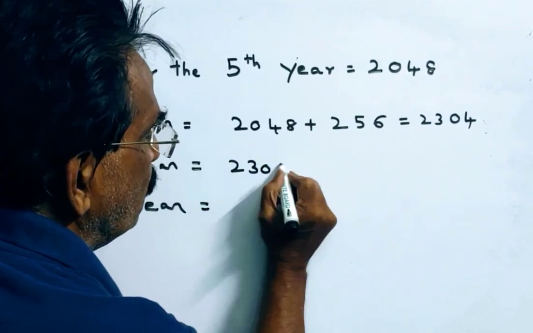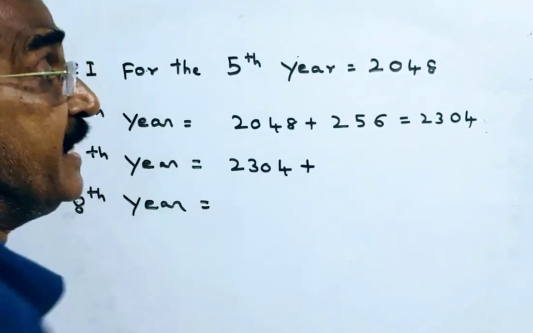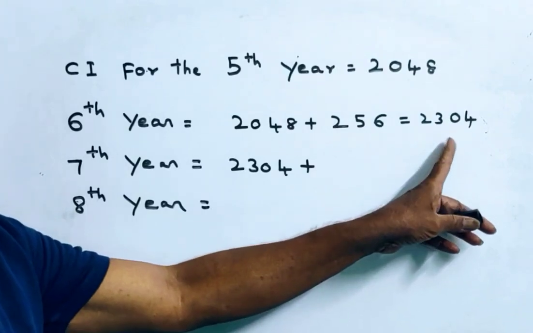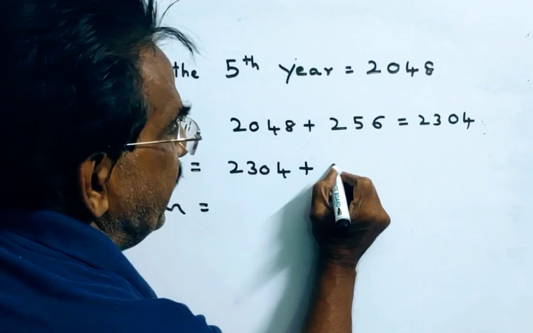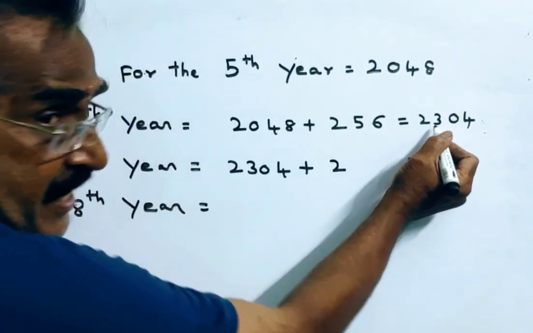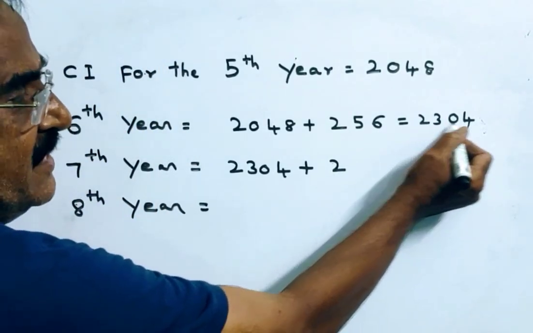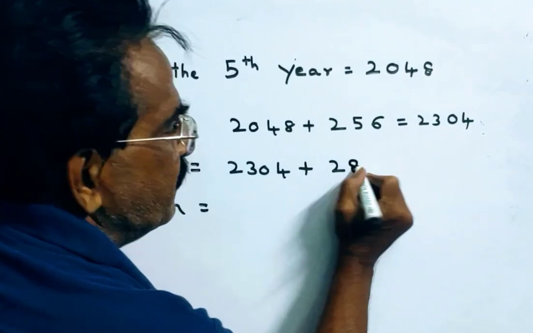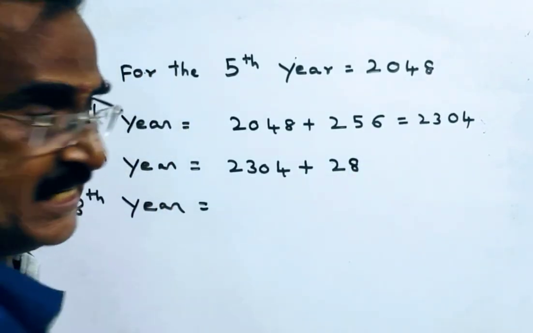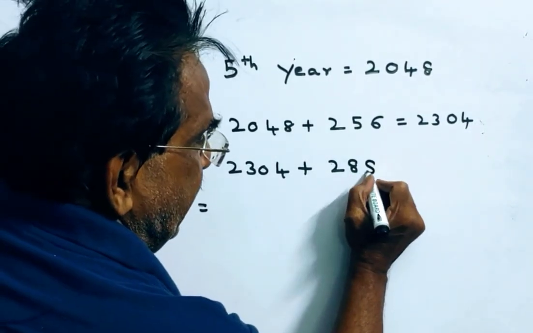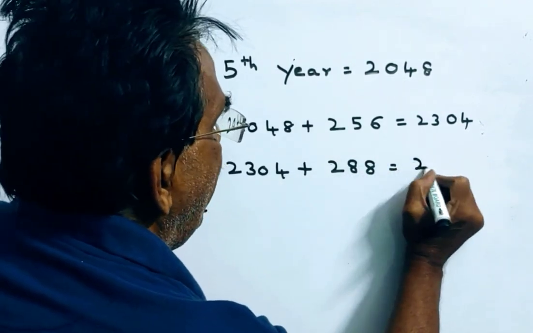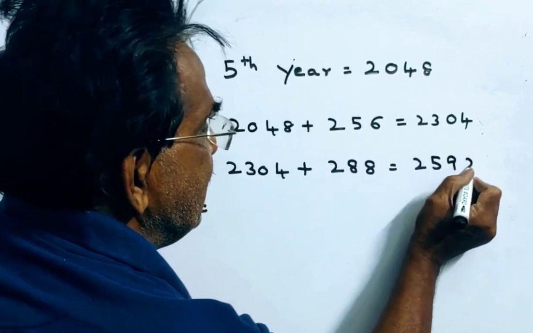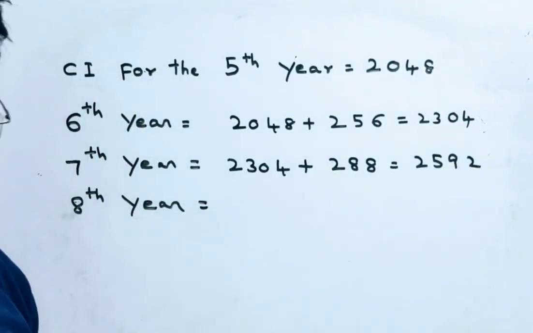We get this 2304 plus interest on interest. So friends, 1 by 8 interest. 8 2s 16, 7 remains, 70, 8 8s 64, 6 remains, 64, 8 8s. So 23 plus 2, 25, 92. Friends, this is the interest for the 7th year.